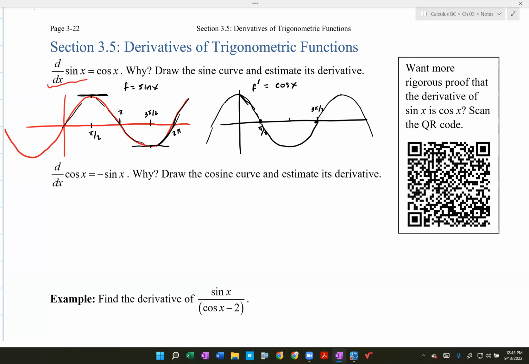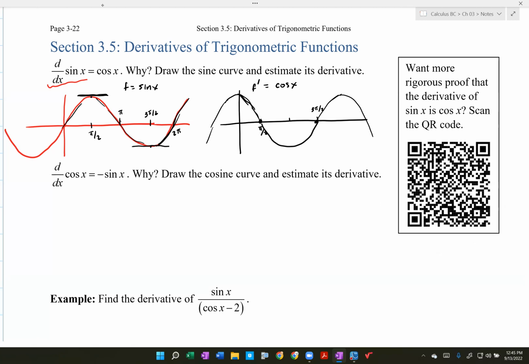Now, this is not a rigorous proof that this is true, and there is this QR code over here that you can scan, and it'll take you to some videos that do a much better job of describing with a lot of rigor using our definition of derivative why this is true. But this is a nice little graphical representation, and it's something that you can lean back on when you're trying to remember what the derivative of sine is.